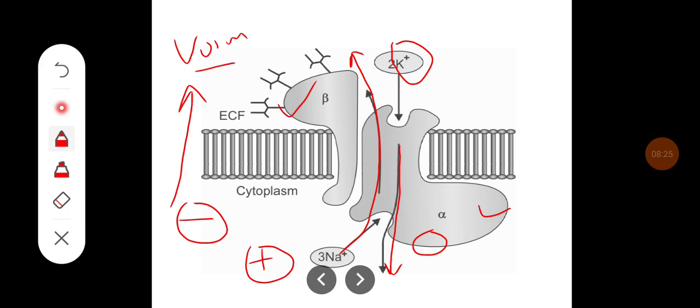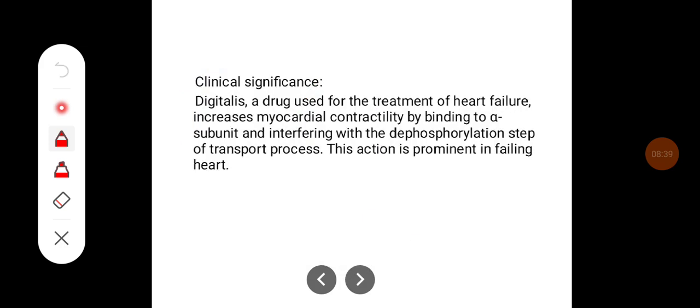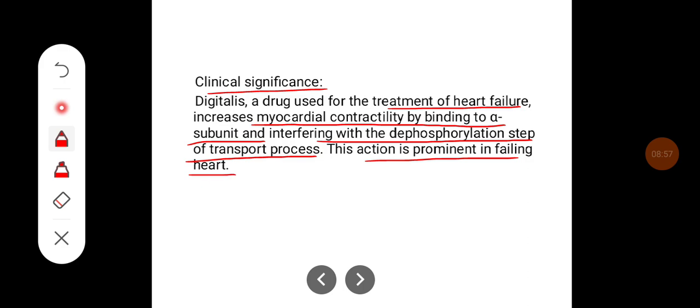And another function is because of the ATPase activity, the heat which is going to be released is very important for the cellular functions. Clinical significance. Digitalis, a drug used for the treatment of heart failure, increases the myocardial contractility, binding to alpha subunit and interfering with the dephosphorylation step of transport process. This is prominent in failing heart.